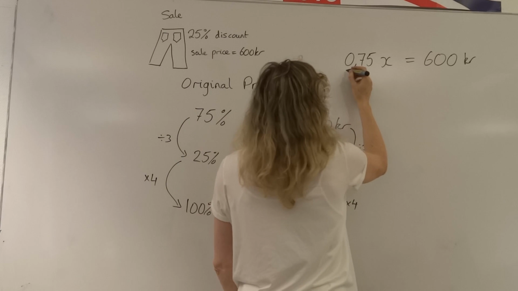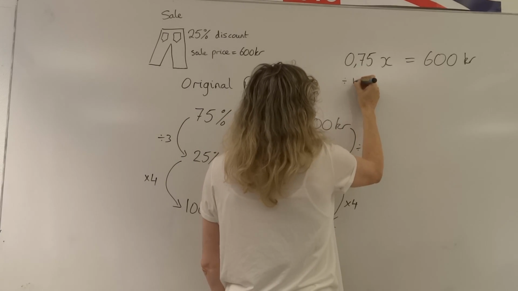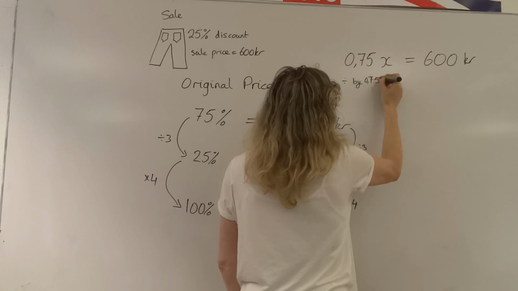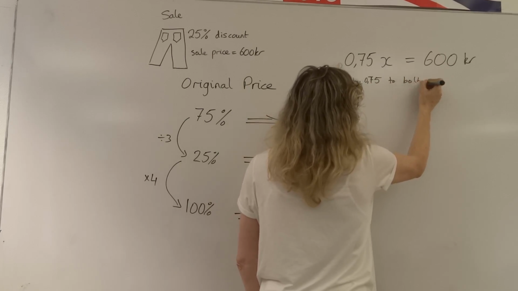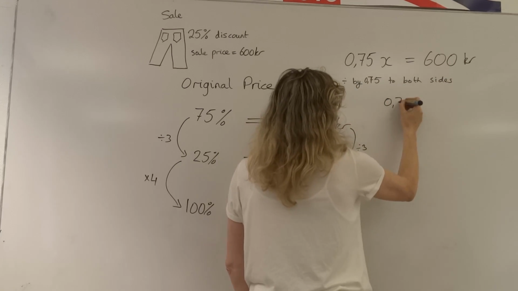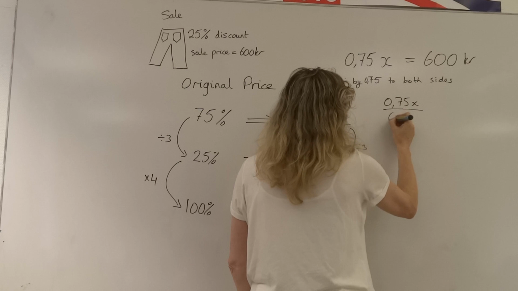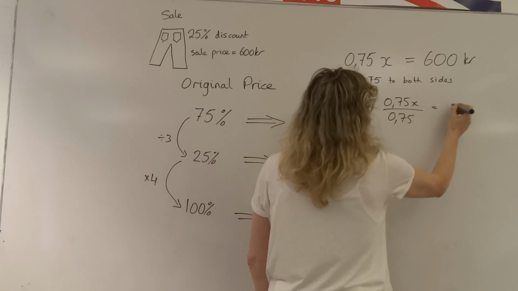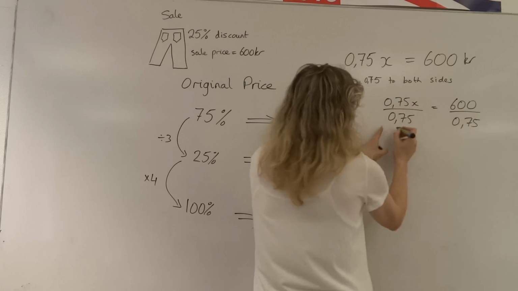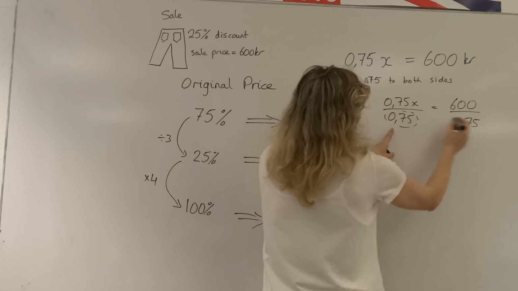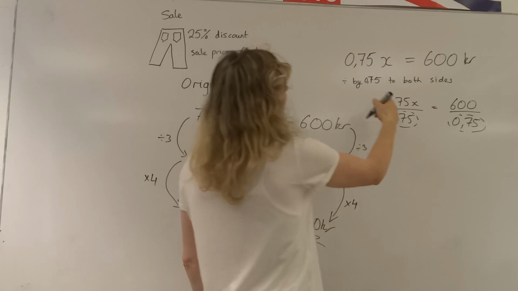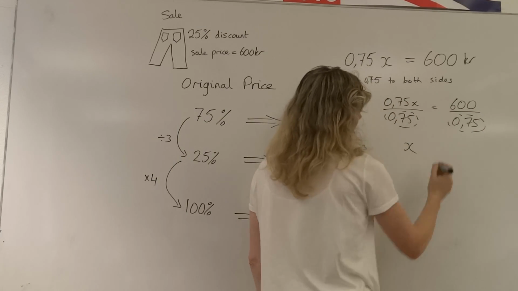Now it's just to divide both sides of our equation by 0.75, which gives us what one lot of x is. So we get 0.75x divided by 0.75 equals 600 divided by 0.75. I've done the same thing to this side of the equation as I've done to that side. So this gives us what one lot of x is.